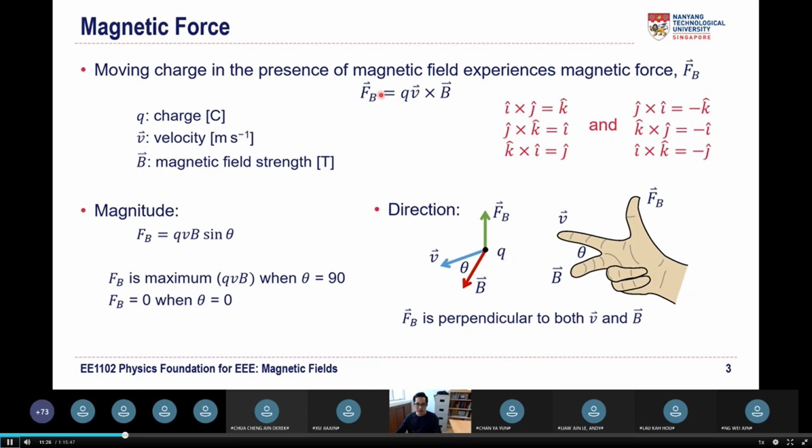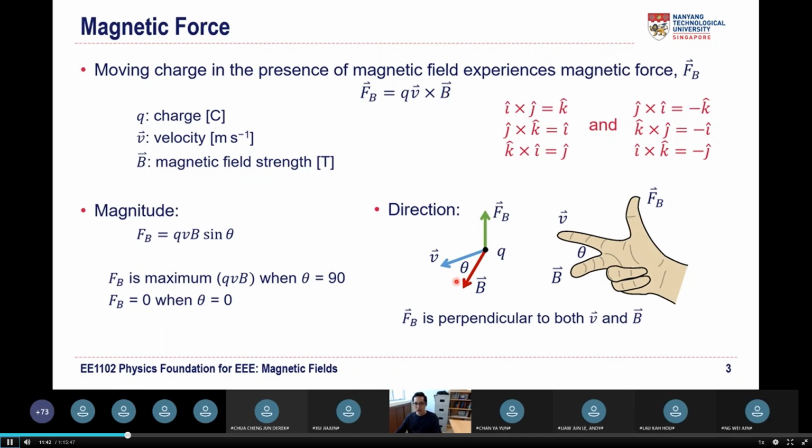Anyway, coming back to this equation, Q is the charge measured in coulombs, V is the velocity of the moving charge, measured in meters per second, and B is the magnetic field strength, of course, measured in Tesla.